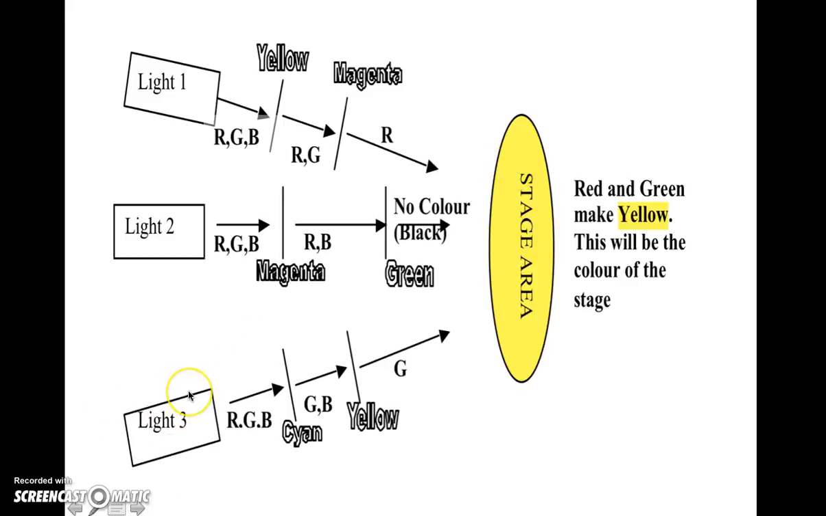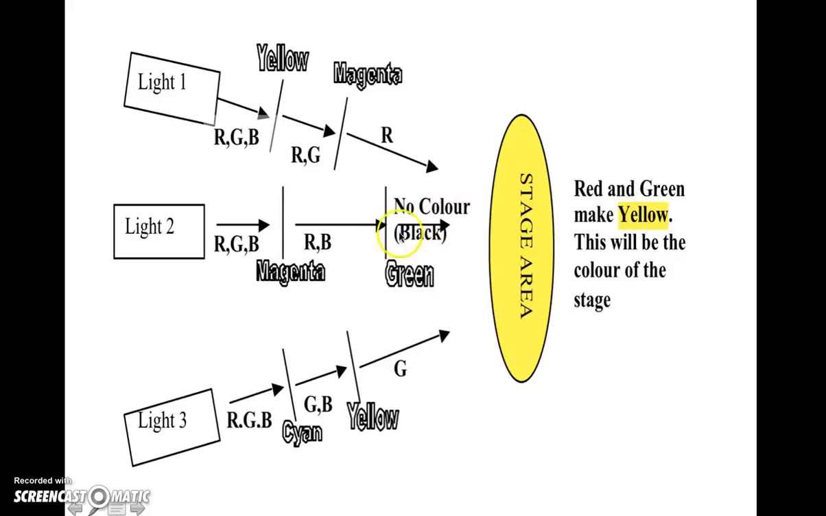The bottom light goes first through a cyan, which is blue and green. So that's the blue and green through. And then it goes through a yellow, which will only let the green through because blue's going to get reflected off it. And it adds green, so we've got red and green, which will give us this amber yellow colour.